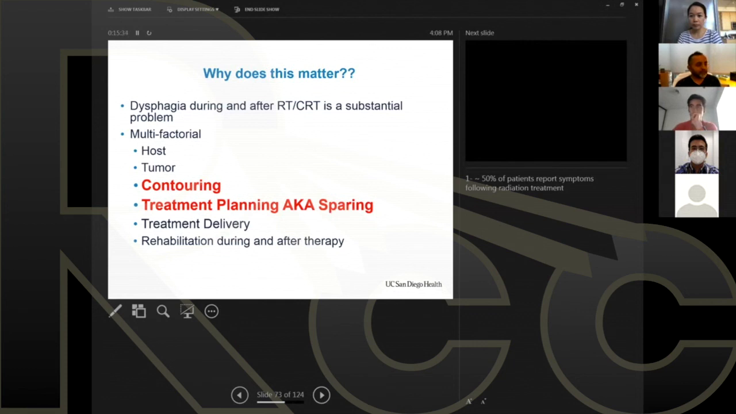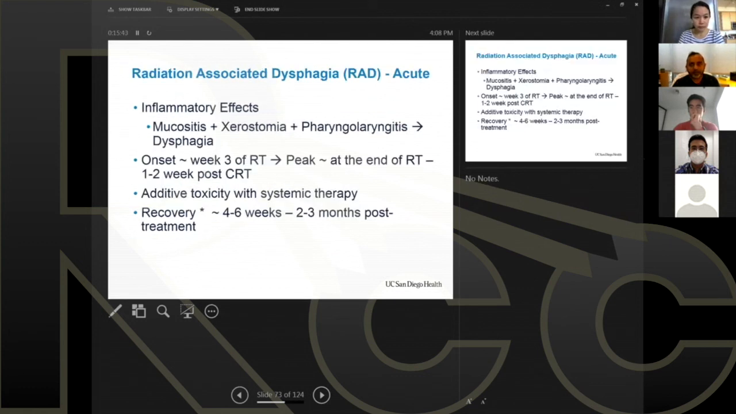And then finally, as I mentioned, rehabilitation both during treatment and after treatment, and a lot of interest in prehabilitation before treatment for these patients. So let's talk a bit about radiation-associated dysphagia. This has an acute phase, a chronic phase, and then a late phase. And the acute phase, I think we're all familiar with, right?